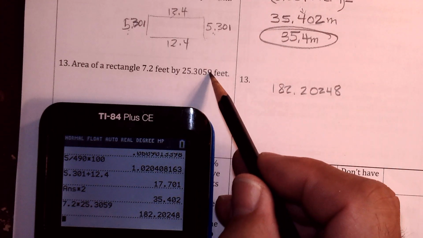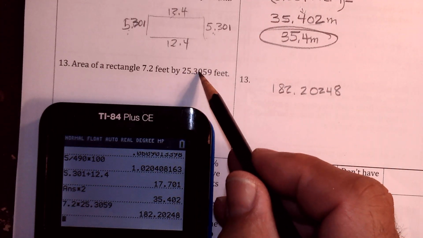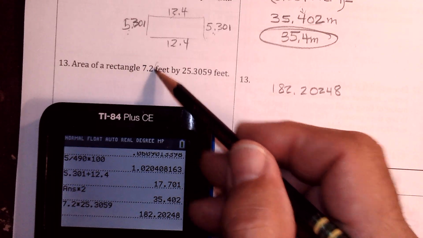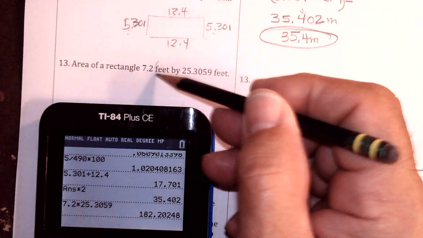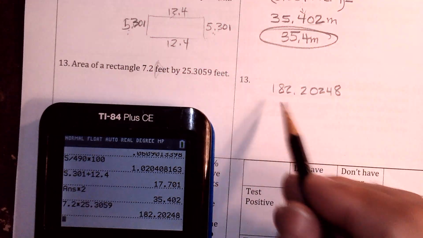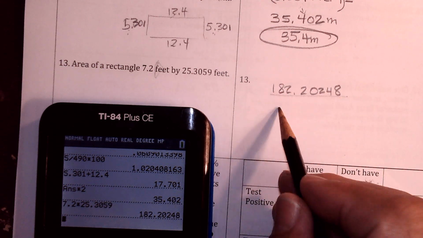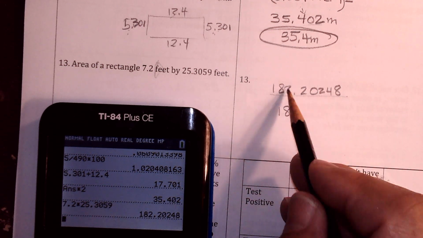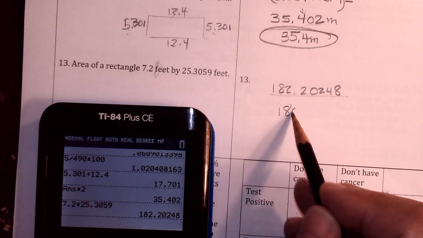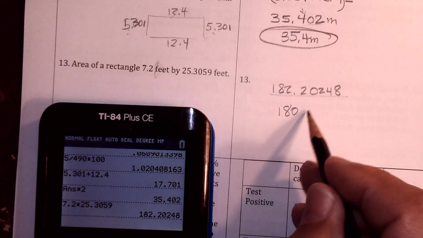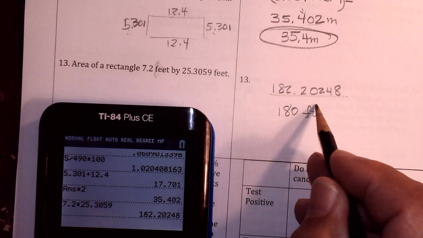This had a lot of significant digits, 1, 2, 3, 4, 5, 6, but this only had 2. So it could be off quite a bit in that place. So we can only keep 2 significant digits. So we'd go 1, 8, and then round that 2 to 0, and the rest of this is gone, and we'd say it's that many feet squared.